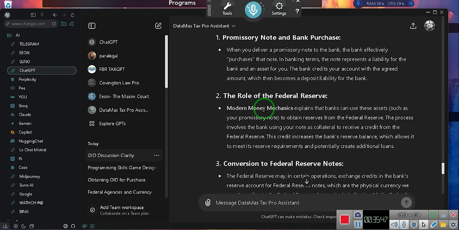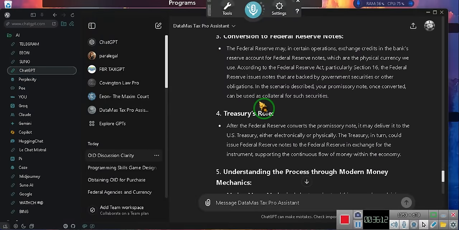Modern money mechanics explains that banks can use these assets, such as your promissory note, to obtain reserves from the Federal Reserve. The process involves the bank using your note as collateral to receive a credit from the Federal Reserve. This credit increases the bank's reserve balance, which allows it to meet its reserve requirements and potentially create additional loans. Number 3, conversion to Federal Reserve notes.